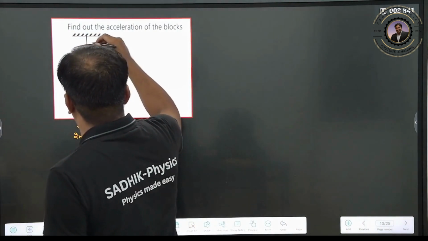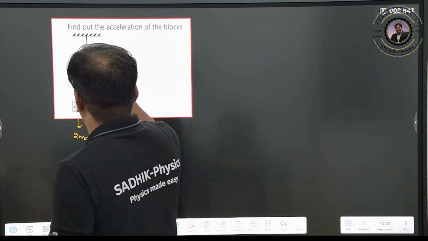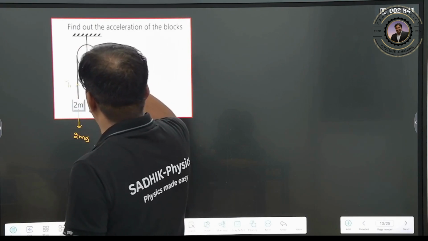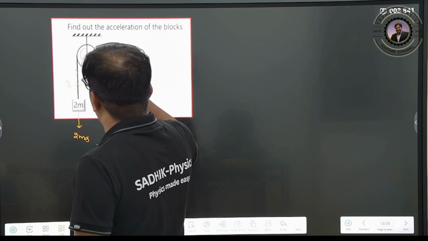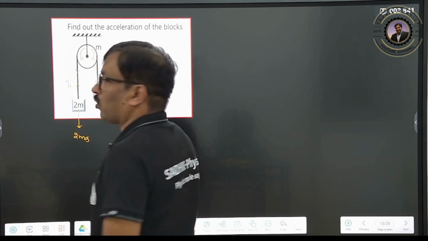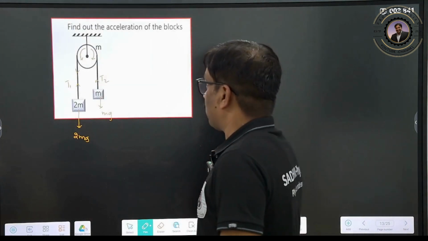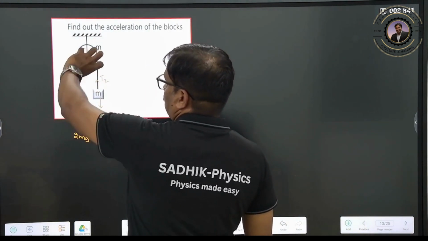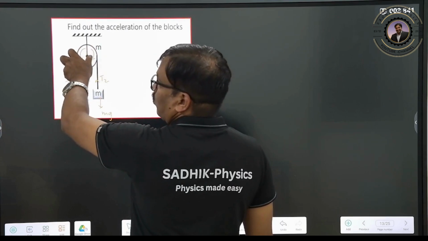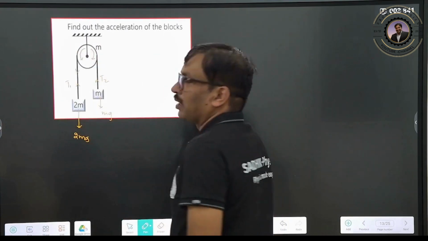Now here, we are going to rotate this one. This tension is making it rotate like this, and this tension is making it rotate like this. Clear? So in which direction will it rotate? This side is the heavier mass, so the torque on this side is more, that's why it will rotate in this direction.